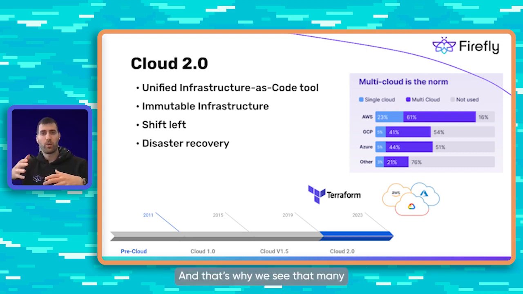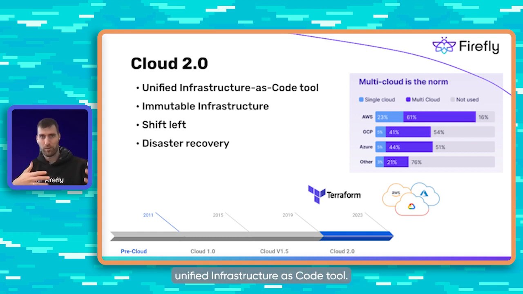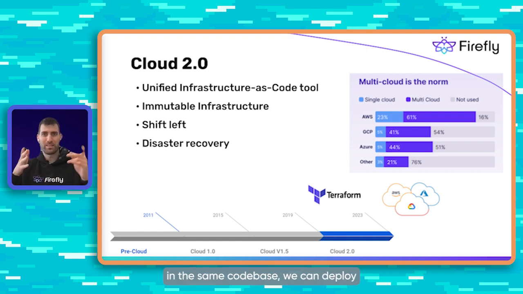And that's why we see that many companies adopted Terraform as the main unified infrastructure as code tool, because that was the first time that in the same code base, we can deploy an S3 bucket and resources in Google Cloud, like BigQuery, etc. And one of the drivers for using Terraform was the immutability. It means the ability to create a group of resources and deploy in multiple environments like dev, staging, prod, etc.